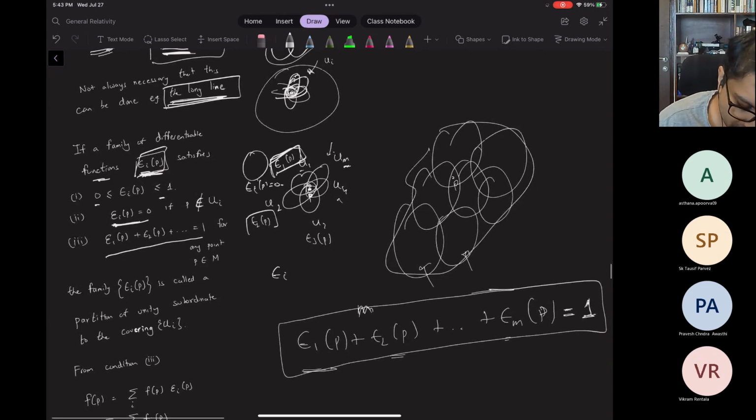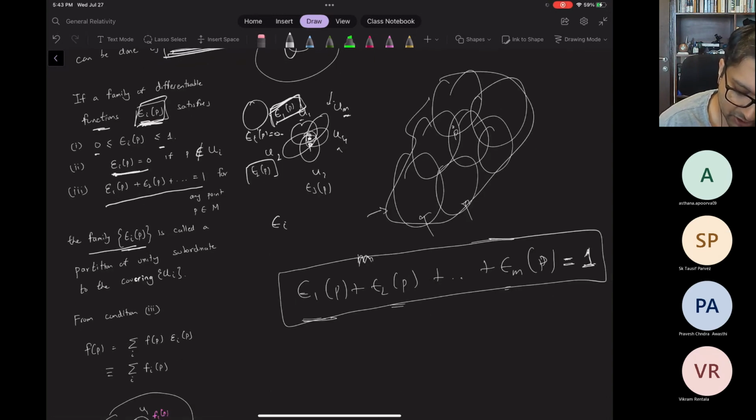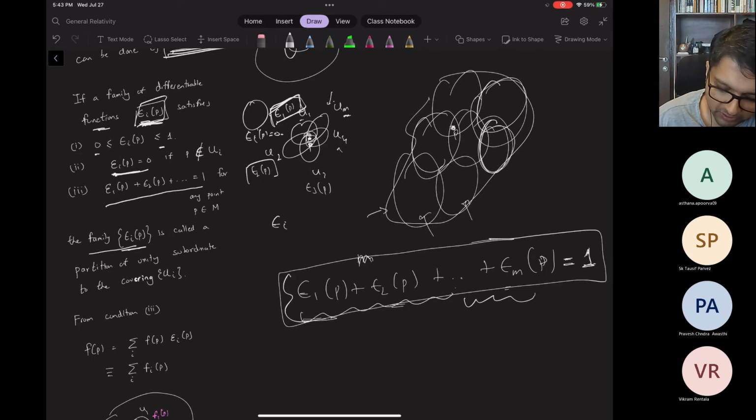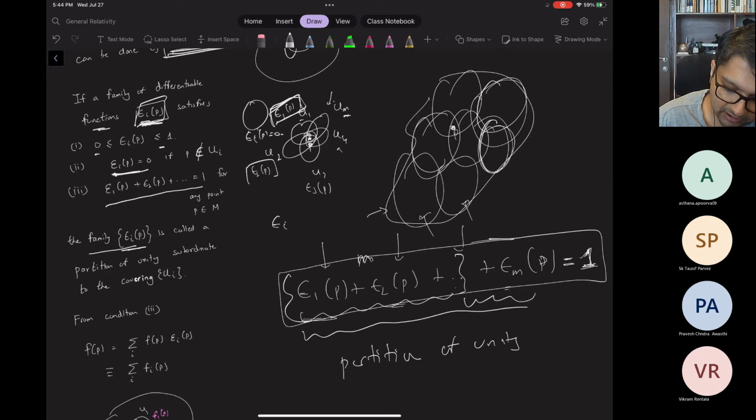And then this family of functions epsilon i of P, which are associated with every patch, associated with this point P, some of these will be non-zero and some of them will be 0, because the point P doesn't lie in those patches, but the other ones will add up to 1. So this is called a partition of unity. I'm basically subdividing 1 into some numbers which lie between 0 and 1. And it's called a partition of unity subordinate to the covering U_i.